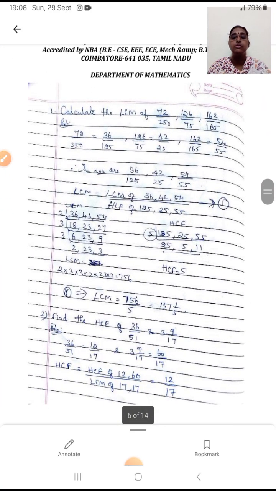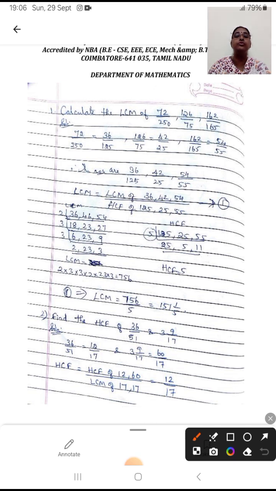Here the numbers are given. Calculate the LCM of 72 by 250, 126 divided by 75, 162 divided by 165. First, we want to check all the numbers, each numerator and denominator. If we can simplify, we simplify to get the least value. So 72 by 250 is simplified to 36 by 125, 126 divided by 75 is simplified to 42 by 25, and 162 divided by 165 is simplified, and we got 54 divided by 55.